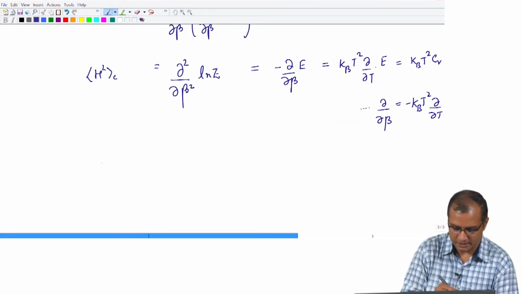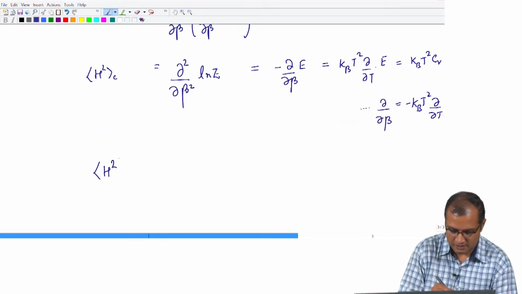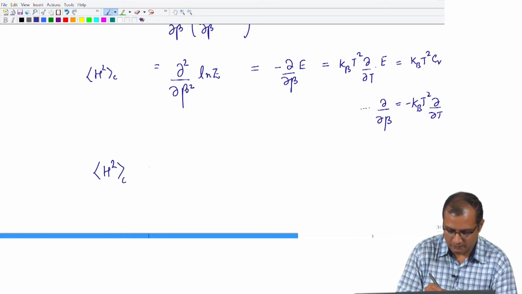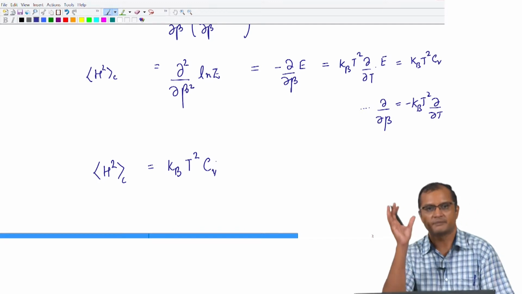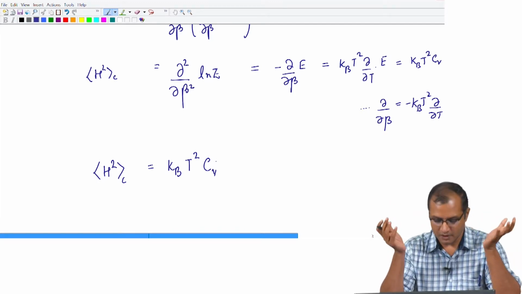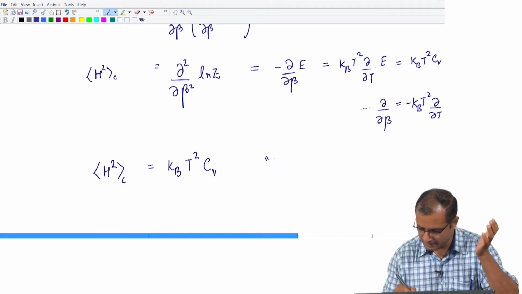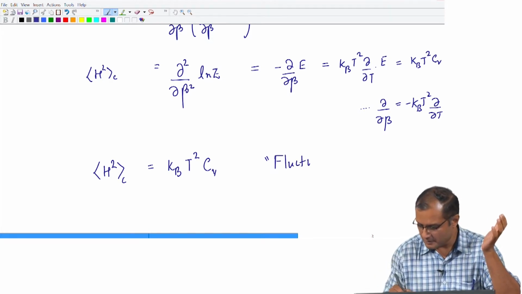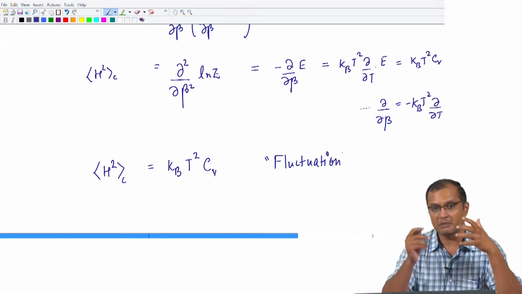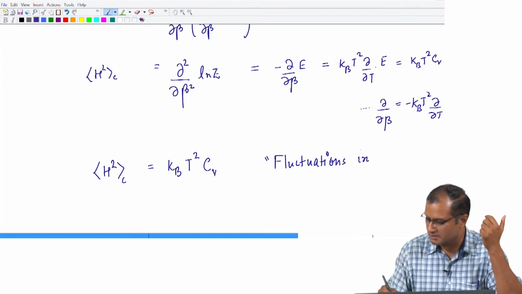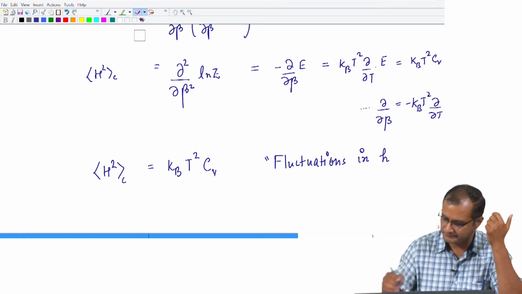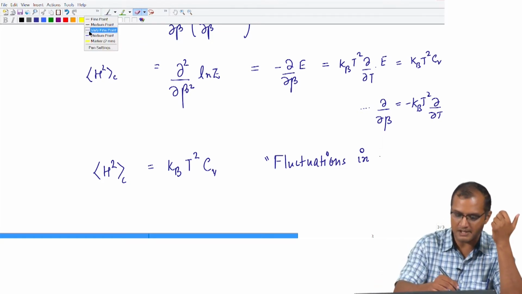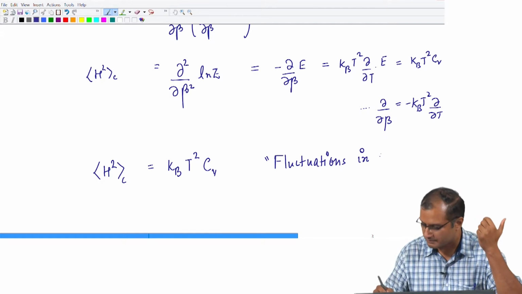So, the heat capacity of the system at constant volume is related directly to the second cumulant of energy. So, fluctuations in energy in a canonical ensemble are directly related to heat capacity. So, fluctuations are important, they tell you something about the material property of the system. Fluctuations in energy are important quantities and they are related to properties of the system.